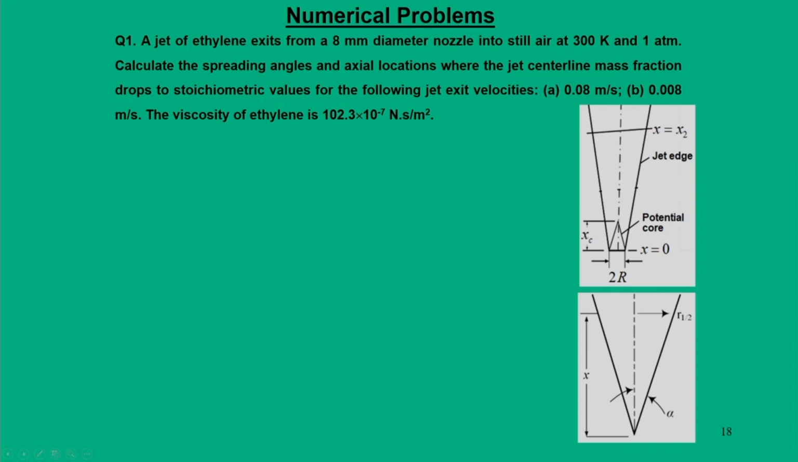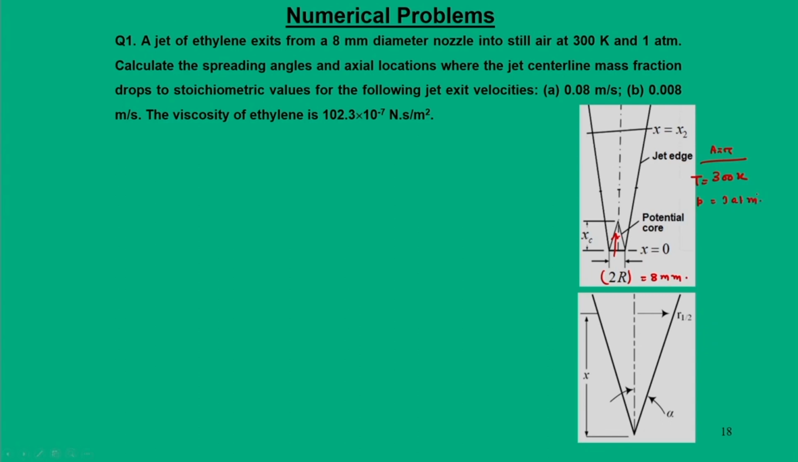Based on our understanding, let us try to solve some numerical problems with respect to jet flames. The first problem talks about a jet of ethylene that comes out of a nozzle, and the nozzle diameter, 2R, is 8 mm. The ambient condition is air at 300 Kelvin and a pressure of 1 atmosphere.